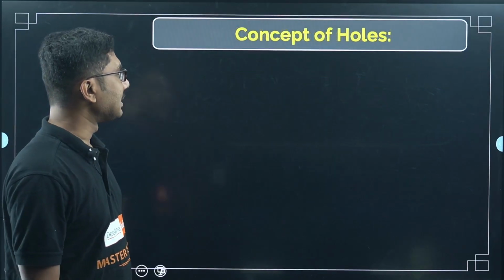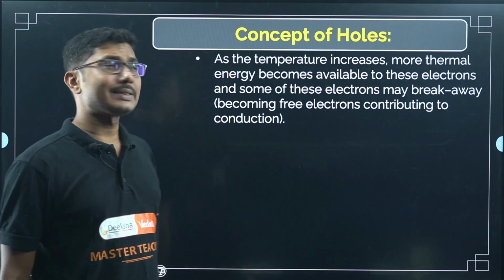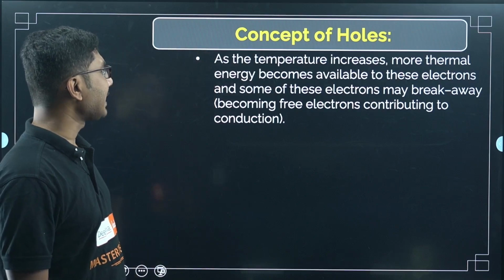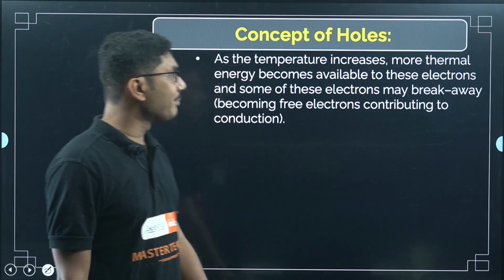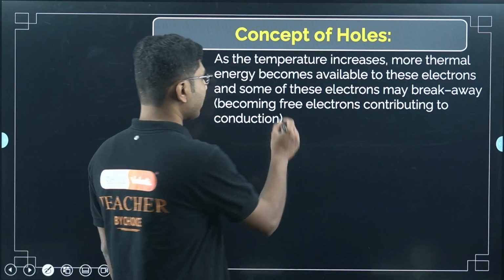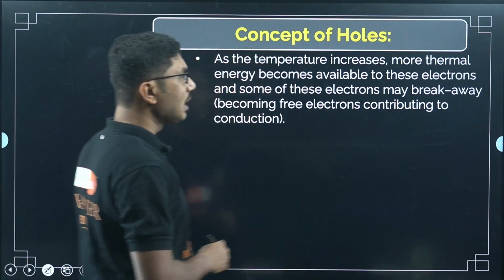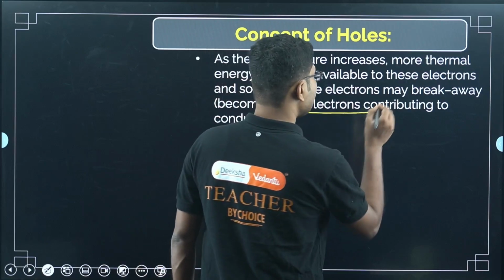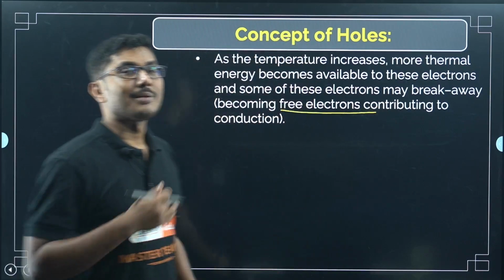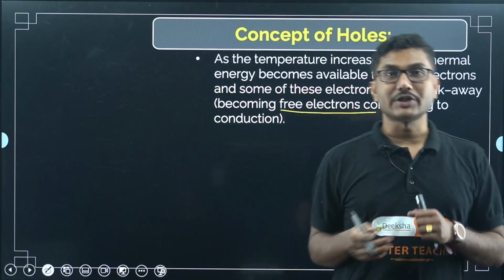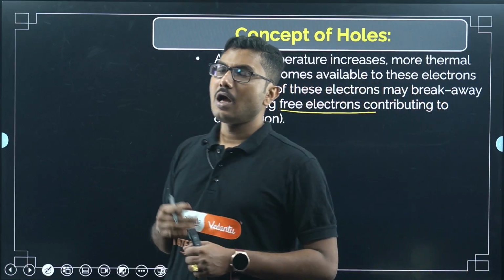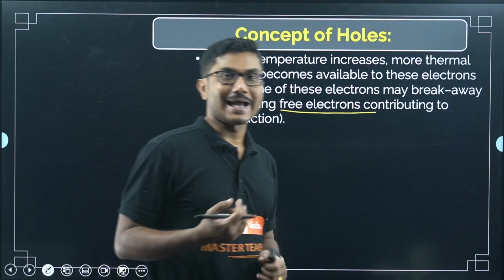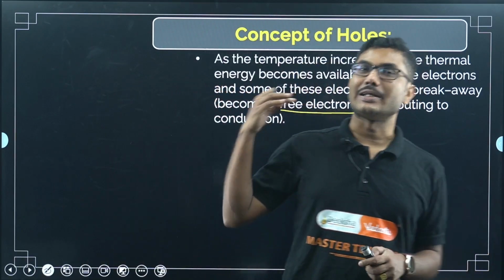Now let's see what happens. As the temperature increases, more thermal energy becomes available to these electrons, and some of these electrons may break away, becoming free electrons. Very important, becoming free electrons, contributing to the conduction. Because of the thermal agitation, one such electron may break free from its lattice, and this may give rise to the conduction.